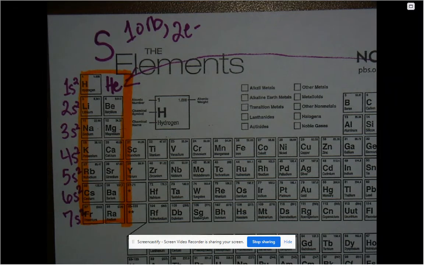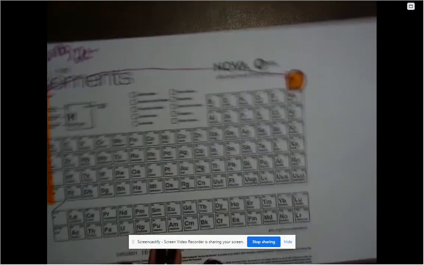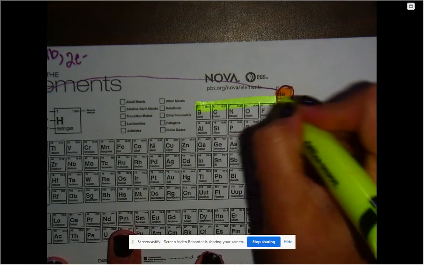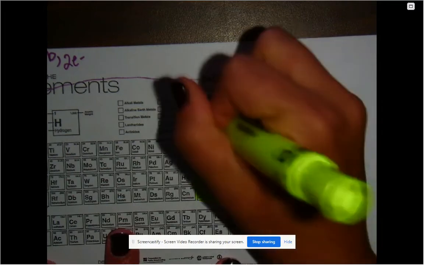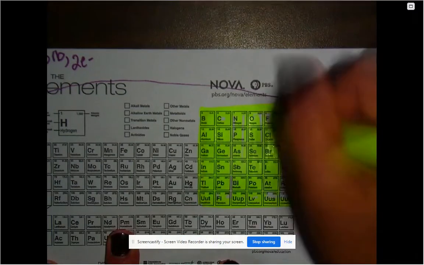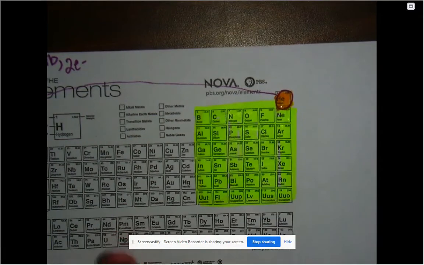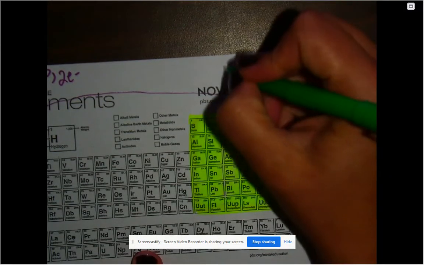The next part that we went over was the P sublevel. The P sublevel starts over at group 13, so I'm just going to shift my page over here. You're going to color in or highlight around your P sublevel, whatever you're going to do. I'll just color it in so there's a difference. Awesome. Good job. We're going to label this one P, so I'm just going to write it up here at the top.